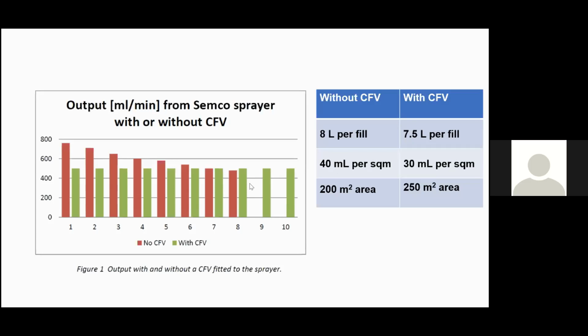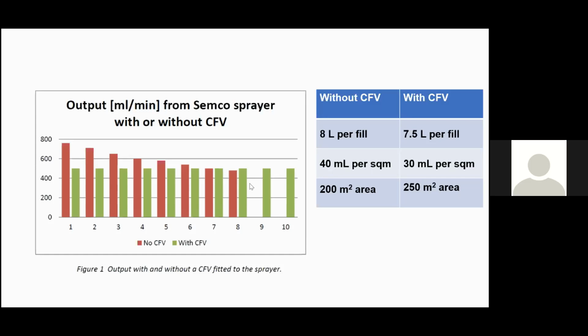Now, without CFE, when we don't use CFE, we have an 8-liter fill. Generally, these pumps are available in different capacities. So in the vector control program, we use a 10 or 11-liter pump. We fill up the pump with 8 liters of water plus suspension or insecticide. Then, when we don't use CFE, the output will be 50 milliliter per square meter, and we will be able to spray about 200 square meters of area.